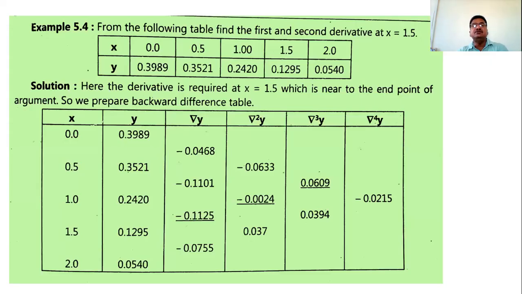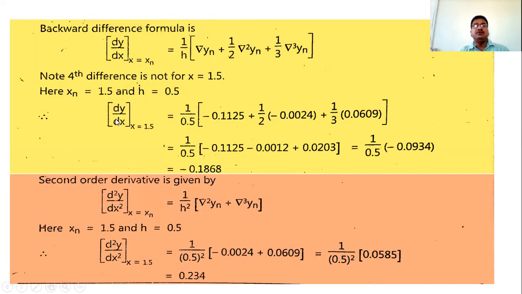If you observe the values of x, the common difference is 0.5. So 0 to 0.5, 0.5 to 1, 1 to 1.5, this difference is 0.5. So h is 0.5. And then dy by dx at x equal to 1.5 is 1 by h del yn. So what is this del yn?